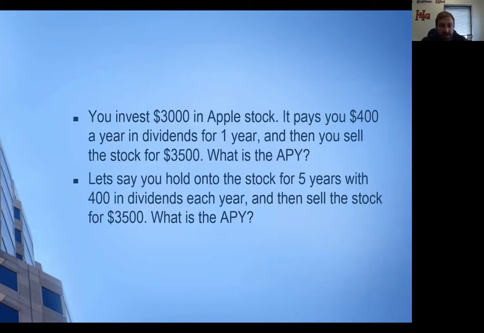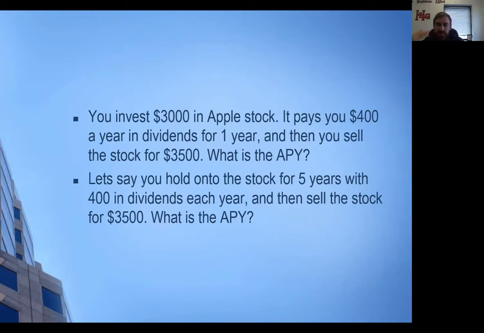So here you see the example, $3,000 in Apple stocks. It pays you $400 a year in dividends for 1 year, and then you sell the stock for $3,500. How much did we make? Well, we made $500 because we bought it at 3,000, sold it at 3,500, and then we also got 400 in dividends. We made $900. 900 divided by 3,000 gets us how much interest, what our return was on that investment. Since it was just for a year, divided by 1, you get your answer, right?